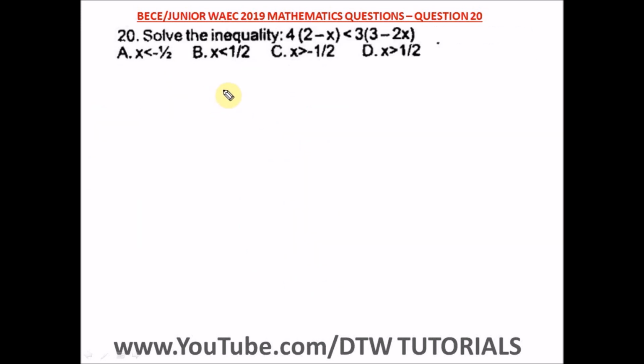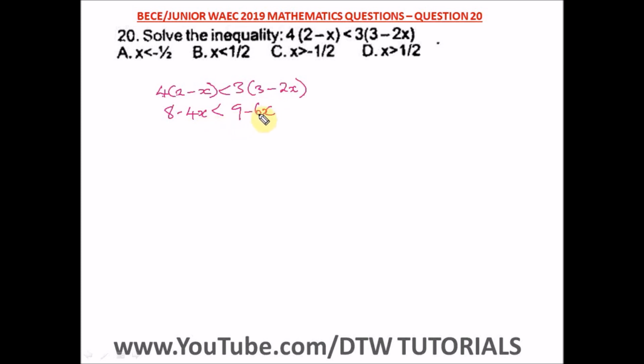Question 20 of the BECE Junior WAEC 2019 Mathematics Past Question. It says solve the inequality. So we're to solve 4 bracket 2 minus x less than 3 bracket 3 minus 2x, close the bracket. Okay, so let's open up the brackets. Here we have 4 times 2 will give us 8, and 4 times minus x will give us minus 4x, less than 3 times 3 will give us 9, and 3 times minus 2x we have minus 6x.